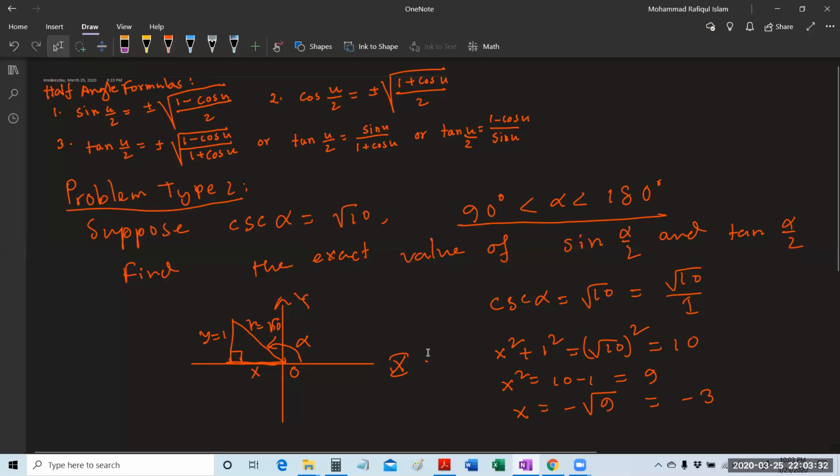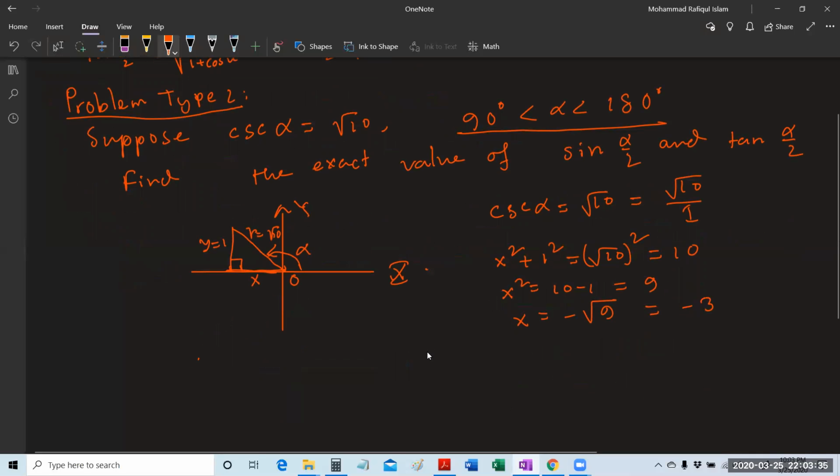So out of this triangle, we can find the value of cosine alpha. Cosine alpha equals x over r, which is negative 3 over square root 10, and sine alpha equals y over r equals 1 over square root of 10. Normally we don't like any irrational number as a denominator, but for now we can leave our cosine alpha and sine alpha like this. When we finalize our answer, we can simplify that later.